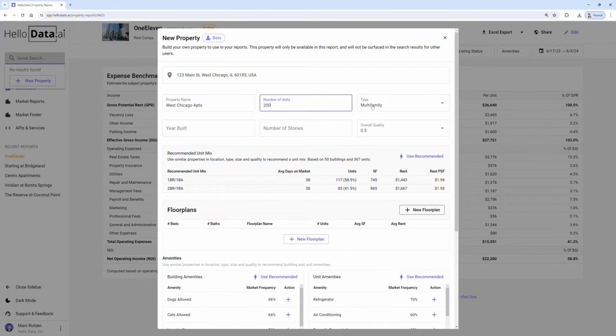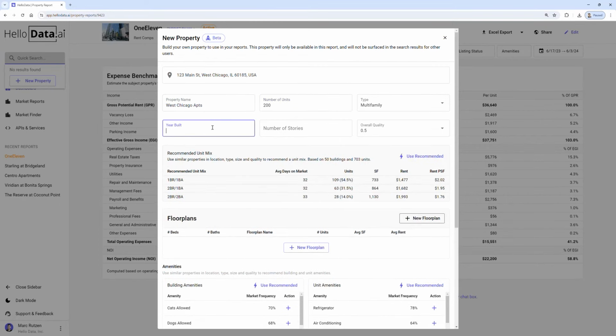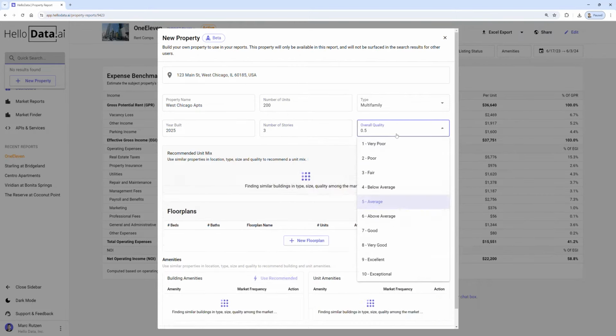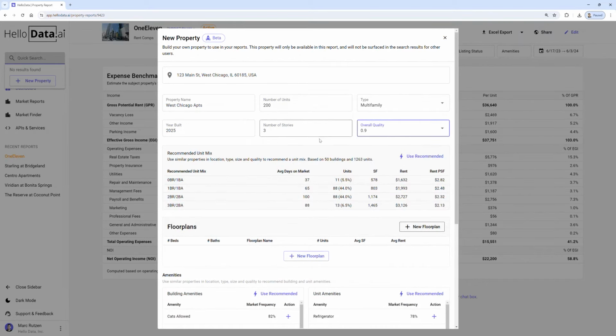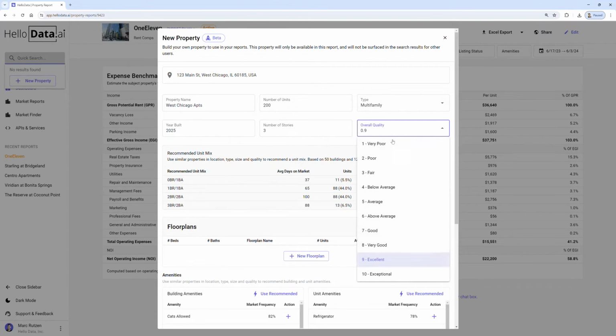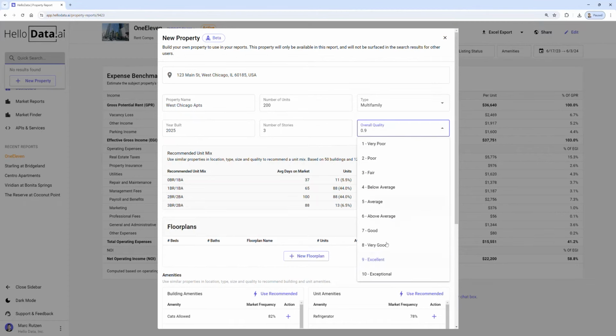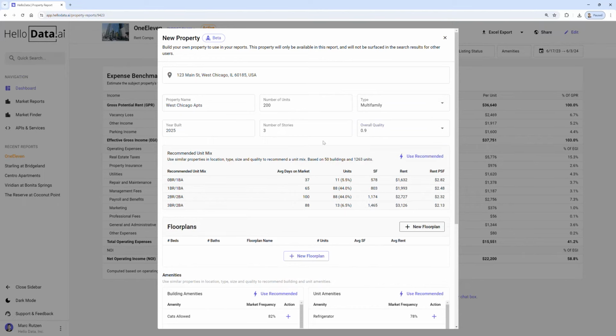Say it's 200 units. It's built in 2025. Maybe it'll come online next year. And then we'll say it's a 3-story property because it's in a suburban location in West Chicago. Now, note that I'm picking excellent quality here because it's going to be a brand new ground-up development. Very important, you don't want to forget to put quality in, or it will model it as if it's an older property. You put in all the different attributes.